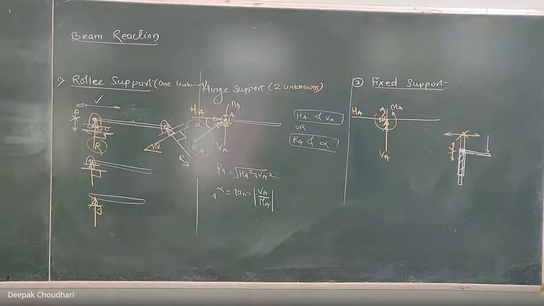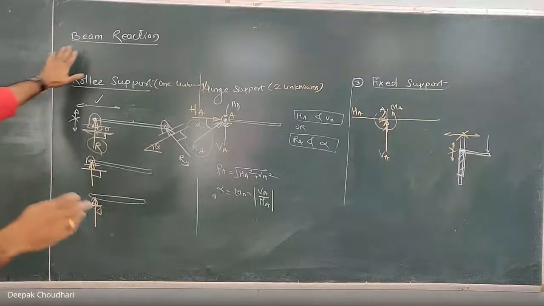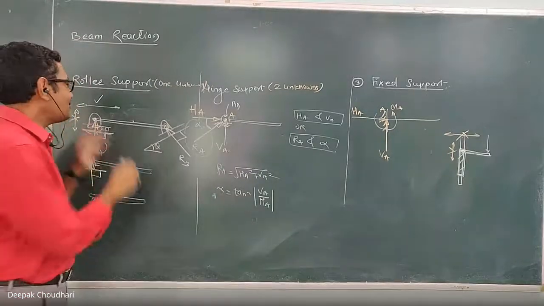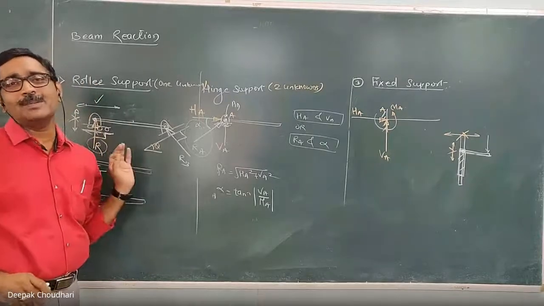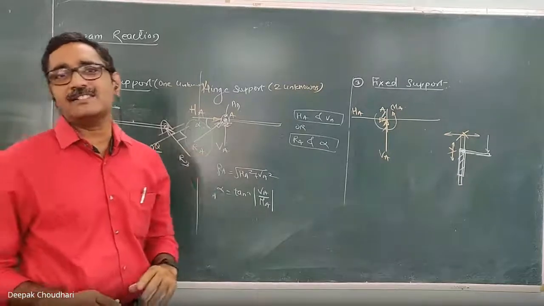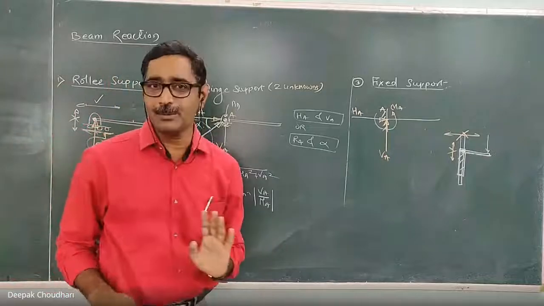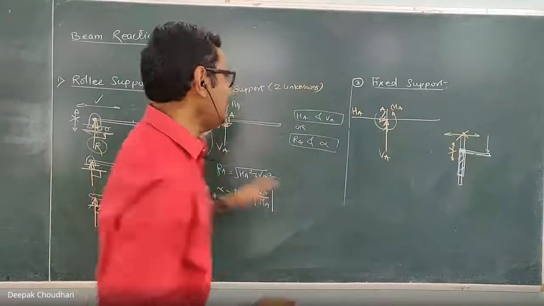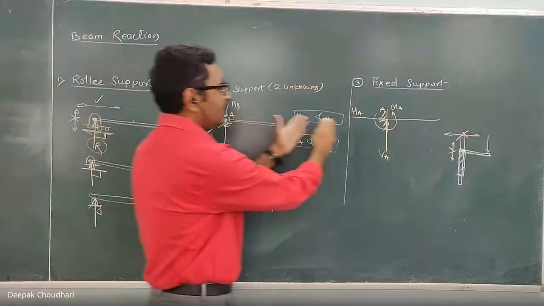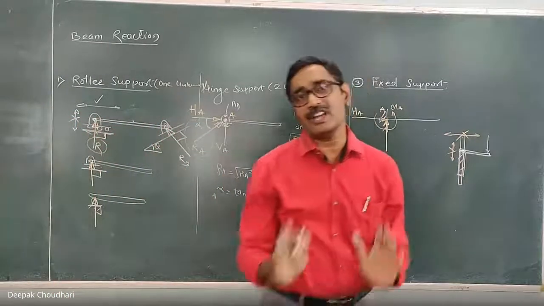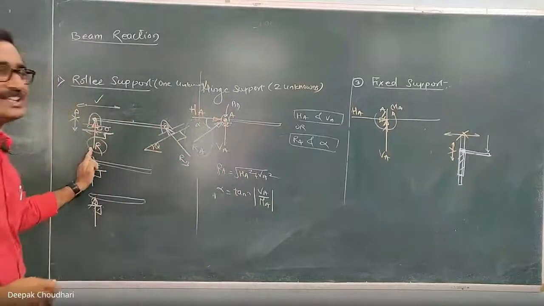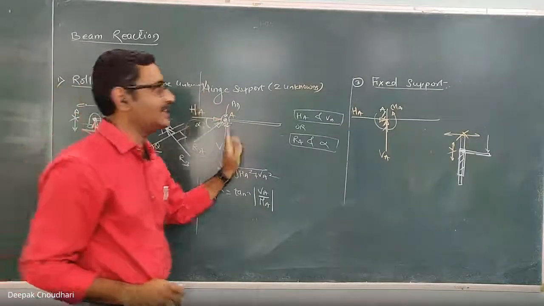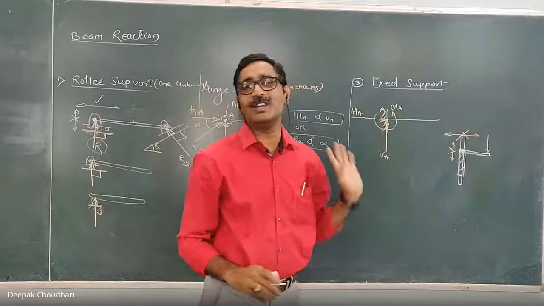So same type of supports are used for the beam here, and we have to calculate these support reactions. Whenever we have to calculate the beam reactions or support reactions, first step is to draw the free body diagram. In the free body diagram, instead of the support, you have to show the appropriate support reaction. Roller has one reaction, hinge has two components, and fixed support has these three unknowns.